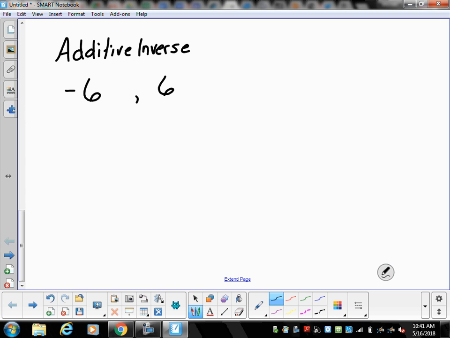Okay, so if I give you another one, let's say this one is negative, no, we're going to do positive this time. I give you 14.2. What's the additive inverse of 14.2? All right, so we got this going on now.